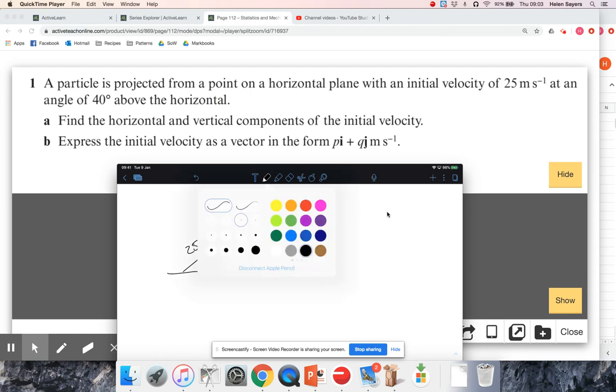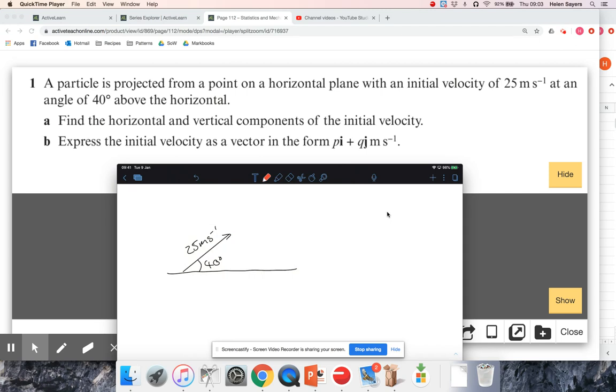So that literally just involves finding that side and that side of a right angle triangle. So that's all we're doing here: we've got a right angle triangle with an angle there of 40 degrees. The hypotenuse is 25, and we need the horizontal component. So the horizontal component here is adjacent to the 40 degrees.